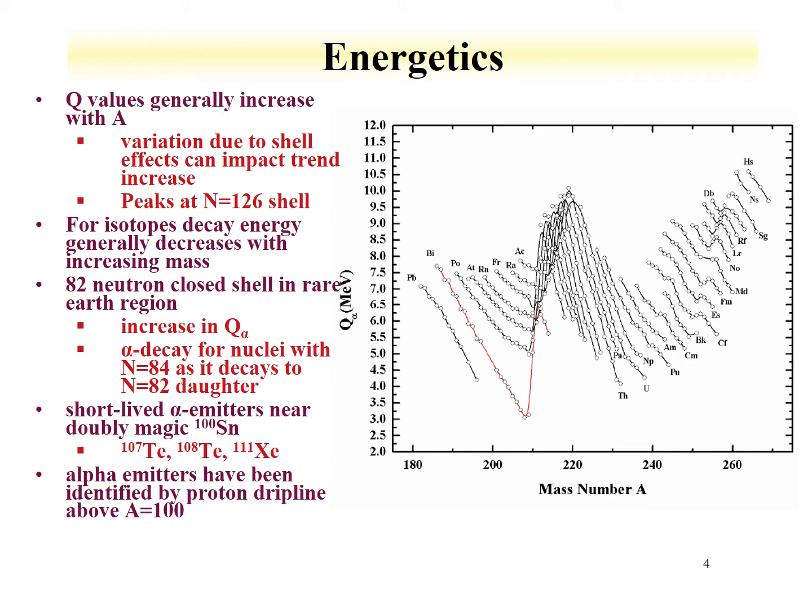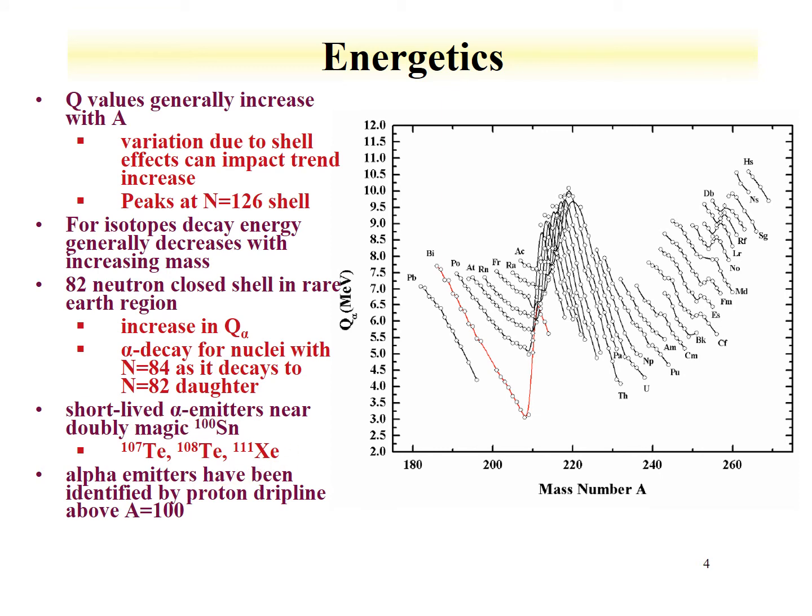There are also some shell effects that we see with this Q value. We see peaks at N of 126. We also see that there's alpha decay near the 82 neutron closed shell, which is found in the lanthanides. We get an increase in the Q value there since we get an increase in the alpha decay energy. The alpha half-life decreases so that we can start to see some competition between alpha decay and other modes of decay. There are also some short-lived alpha emitters near doubly magic tin-100, and you can examine this on the chart of the nuclides. Look at some of the isotopes that are listed here.